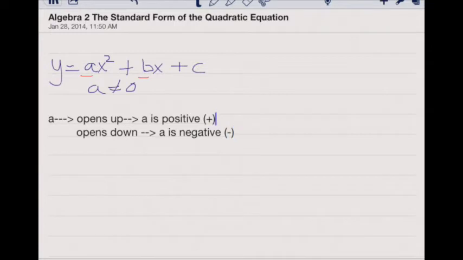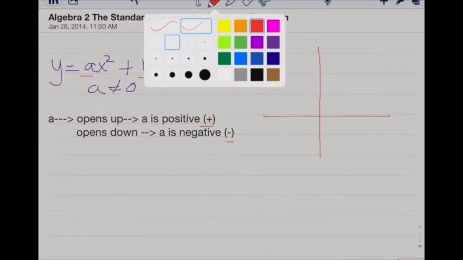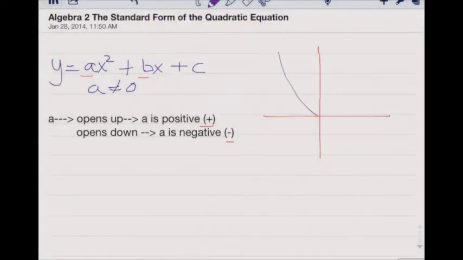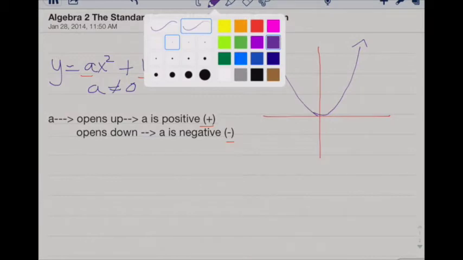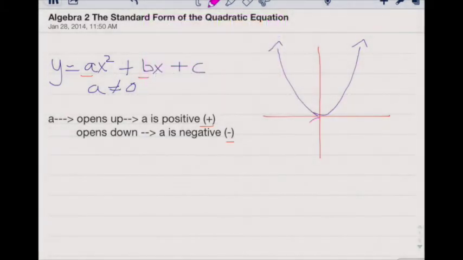If you see me writing this, you might see me just use the plus sign or the minus sign in parentheses to connote positive or negative. That's my shorthand. So, to see an example of this, we've got a graph. We've got a parabola with an a that's positive. It opens up. If we have an a that is negative, my graph is going to open down. And that's what we mean by this.